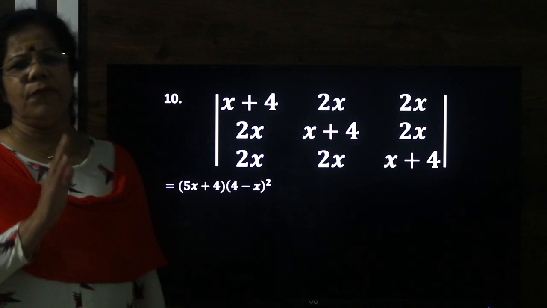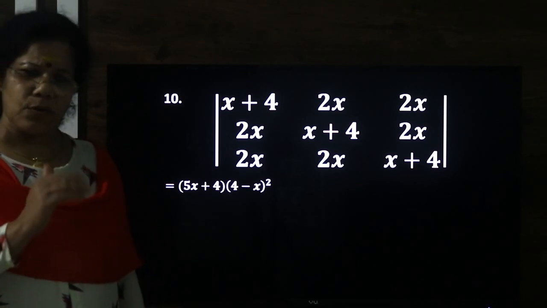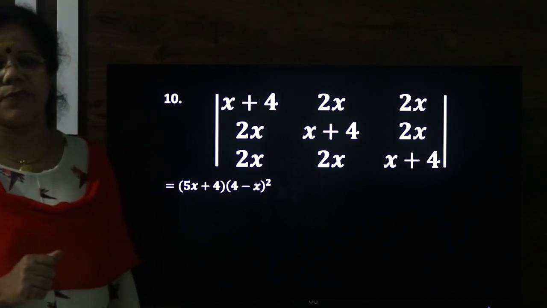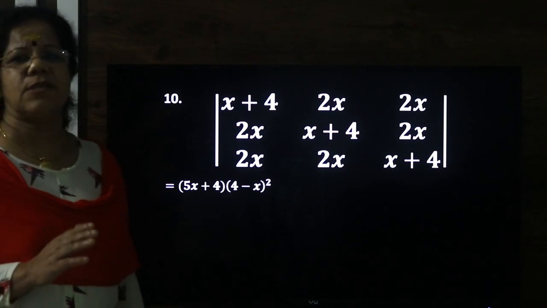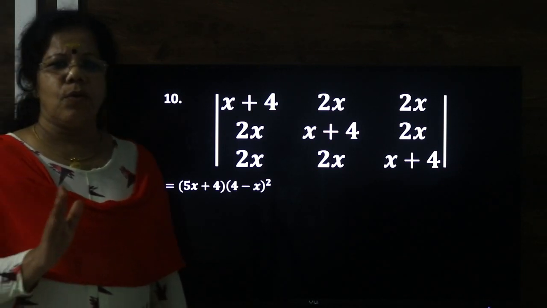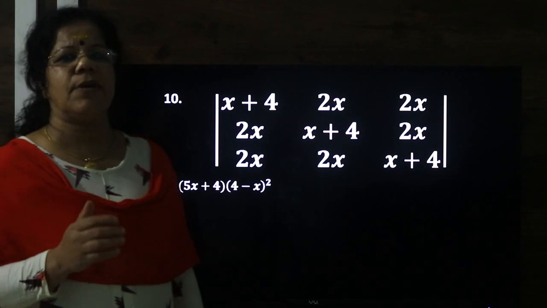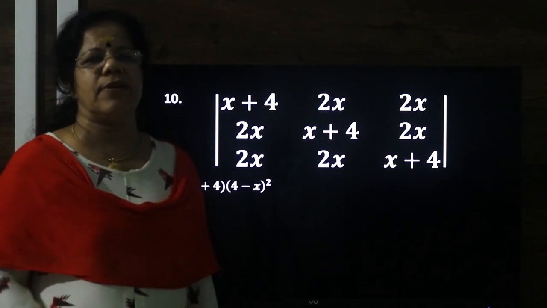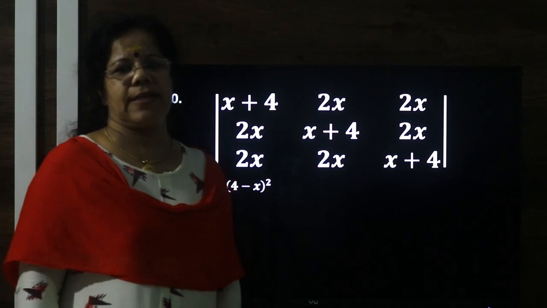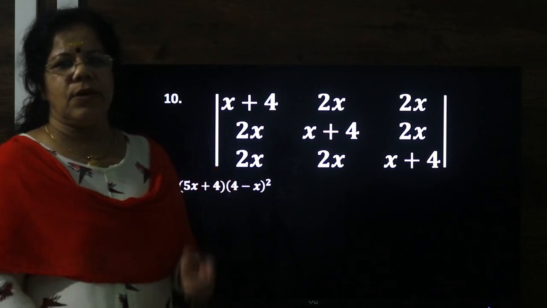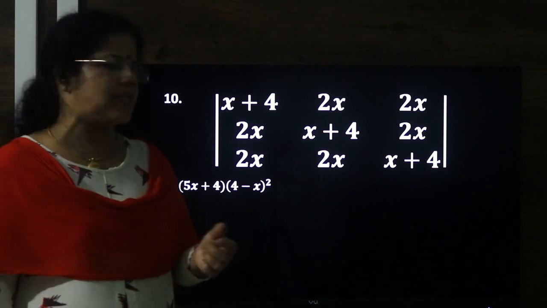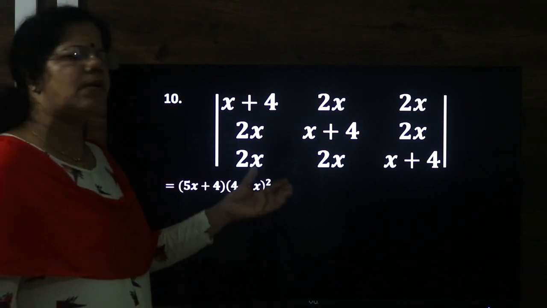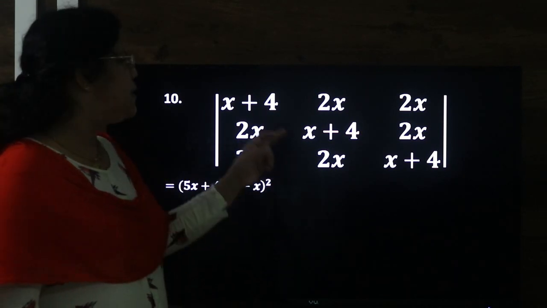You see, if you add column-wise or row-wise, you will be getting 5x plus 4. Suppose you change C1 to C1 plus C2 plus C3, or R1 to R1 plus R2 plus R3. In both cases, you will be getting 5x plus 4 as a common factor. And there is no need to think about that operation first. You can get 4 minus x whole square also as a factor from the beginning itself.